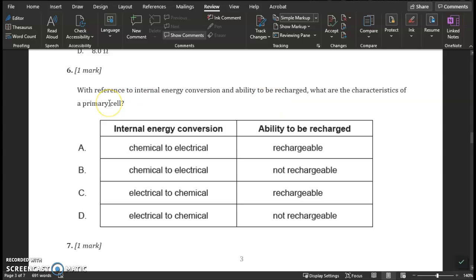What are the characteristics of a primary cell? The primary cell converts chemical energy to electrical energy, and primary cells, they're like your alkaline batteries, they're not rechargeable. So 6 is choice B.